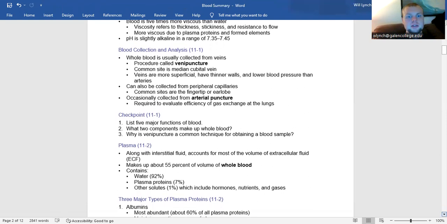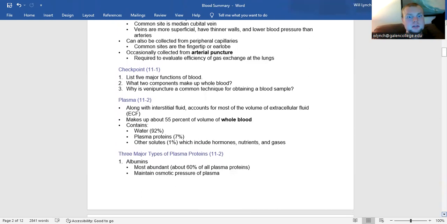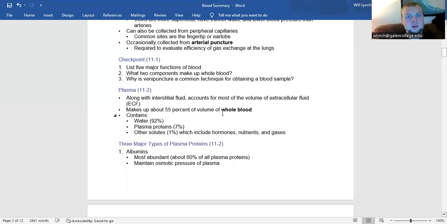The blood plasma, all right? The blood plasma is going to account for most of the fluid volume of whole blood. It's going to account for 55% of that volume, okay? It also accounts for most of the extracellular volume that we have in the body. Plasma is mostly going to be water, so it's going to contain about 90% water. About 7% of it is going to be plasma proteins, large plasma proteins. And then 1% is going to be other solutes, such as our dissolved gases, dissolved nutrients, and hormones.